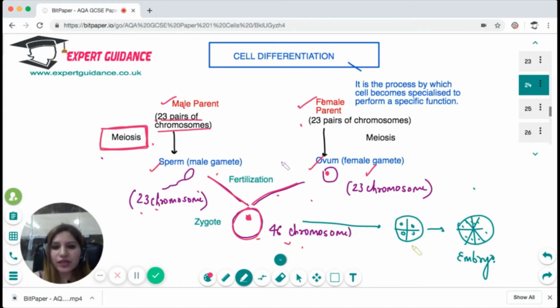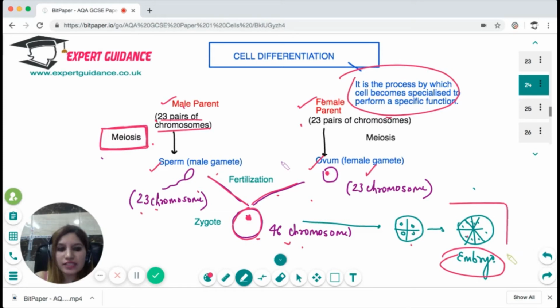Now the zygote divides into 2, 4, 6, 8 and many cells and forms an embryo. At this stage, the entire cell mass is unspecialized. It has no function. We do not know which part of the cell will form the digestive system, or which part will form the circulatory system. After that, the process of cell differentiation begins. Now this embryo, whose cells have not yet specialized, has stem cells. So stem cells are an undifferentiated mass of cells which can differentiate into any cell type.